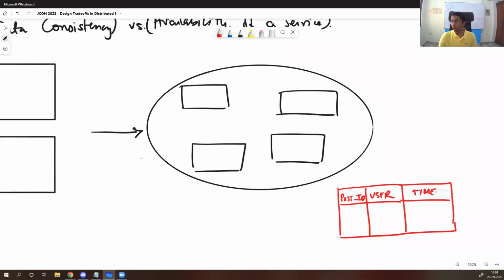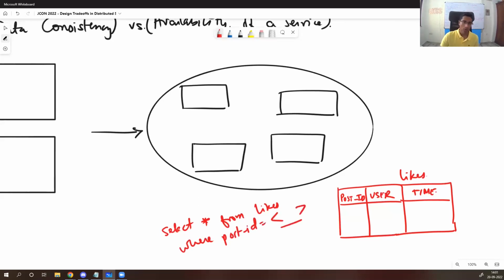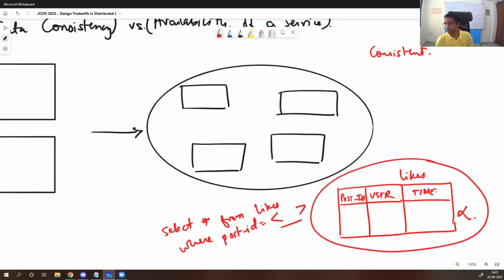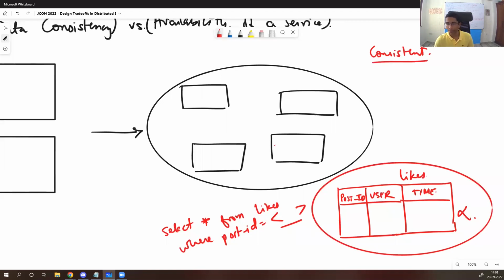At any point in time, if you want to know how many people have liked a particular post, you do a select star from likes table. Let's call this likes table, where post ID is equal to a placeholder. Okay. And if you have just one copy of this data, it's highly consistent, but it's not very available. If this database crashes, then nobody's going to get the data. Okay, so it's not very available.